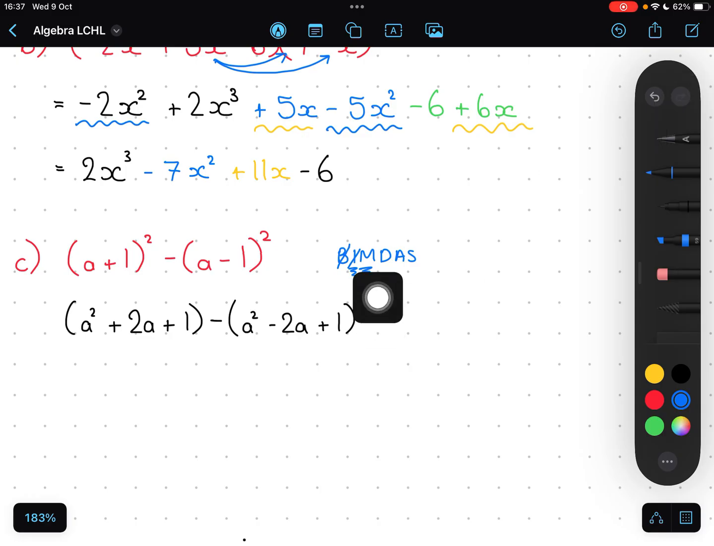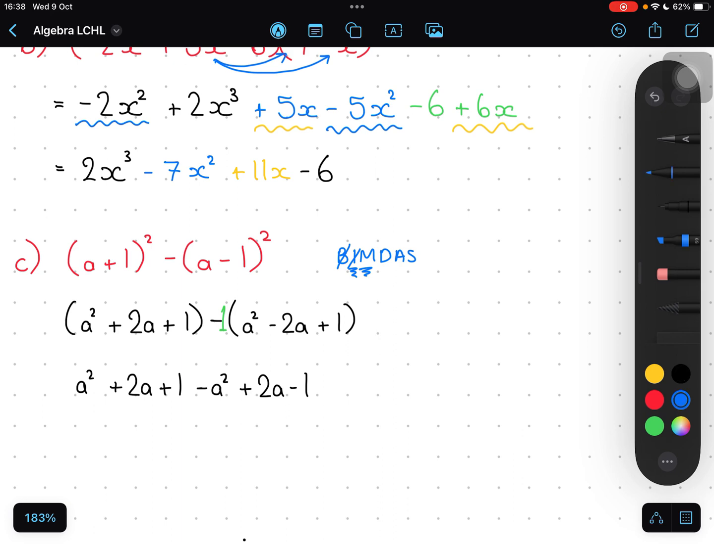I now am on to kind of a multiplication part because this minus directly outside the bracket is the same as a minus 1 multiplying everything inside that bracket. Okay, the minus is meaning everything inside that bracket has a minus acting on it. Okay, so it's a minus 1 multiplying everything inside that bracket. So really what I have here is an a squared plus 2a plus 1. And then I have a minus acting on everything inside the second bracket. So I have a minus a squared, a plus 2a, and a minus 1.